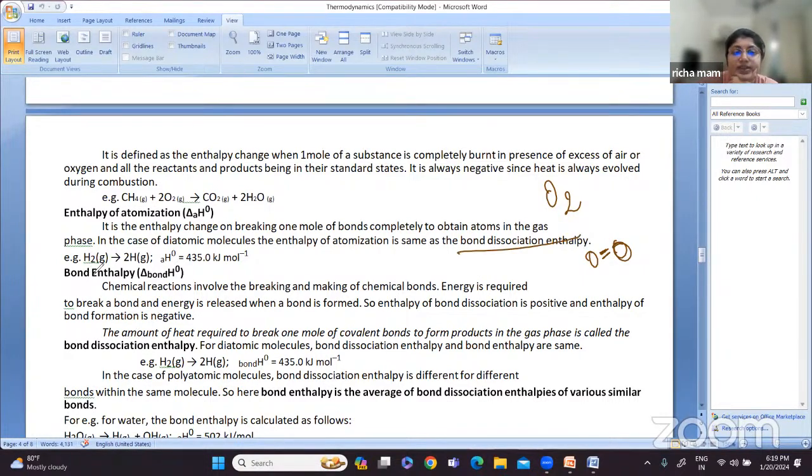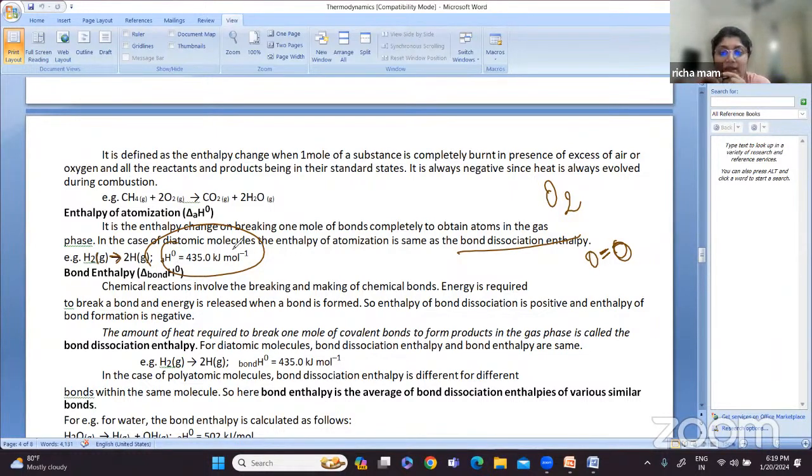So you can see it. The H2 molecule is given as H2 gas. When it dissociates to 2H, that is two hydrogen atoms in the gaseous state, the enthalpy of atomization is given as 435.0 kilojoules per mole. So that is the value.